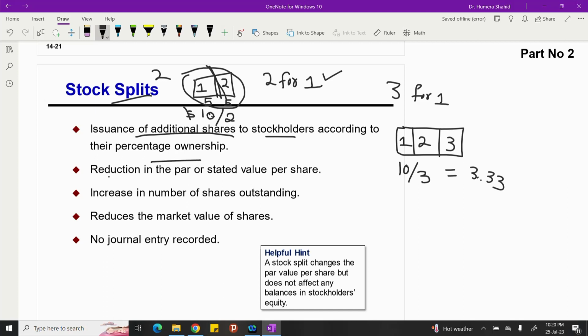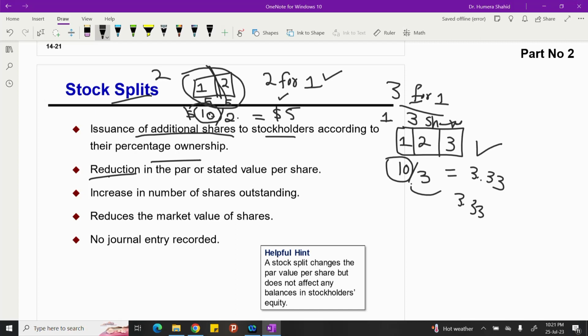So it is issuance of additional shares to the stockholders according to their percentage of ownership. How do stockholders get additional shares? In my second example, which is a 3-for-1 stock split, a person who was having 1 share, now will be having 3 shares. Par value or the stated value also reduces. In my first example, the par value was 10. By announcing a 2-for-1 stock split, it was reduced to 5 per share. In my second example, the par value was $10. Now, after announcing a 3-for-1 stock split, it turns into 3.33 for each share.